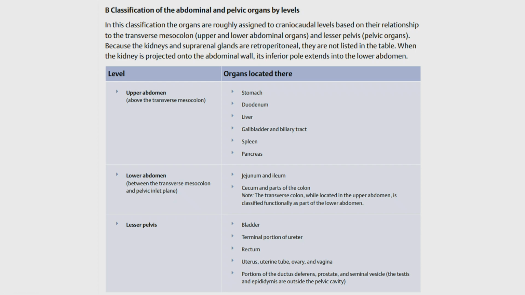Another classification of the abdominal and pelvic region is according to level. We divide them into the upper abdominal, lower abdominal, and lesser pelvis. The cavities continue to the lesser pelvis. These are the organs located in the upper region, these in the lower, and these in the lesser pelvis, in the pelvic region.